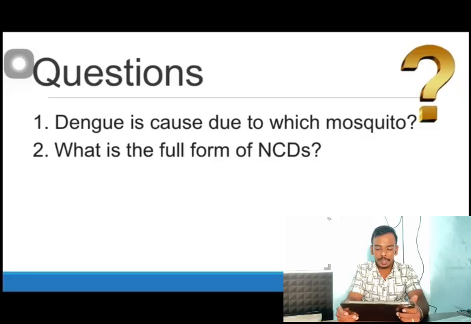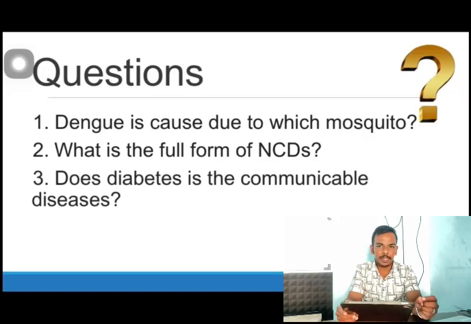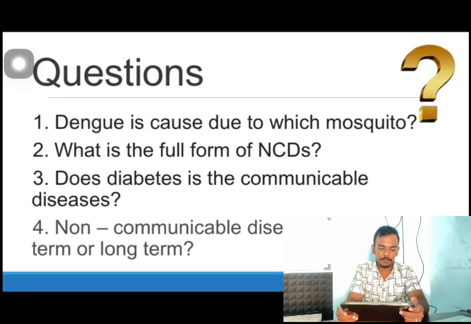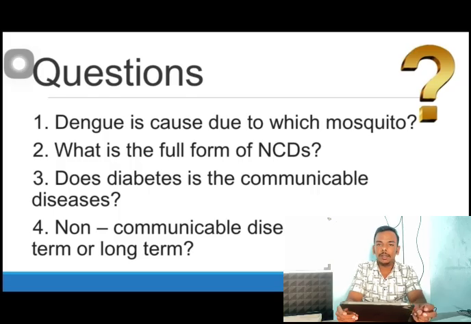Then, is diabetes a communicable disease? Can diabetes spread easily with the help of bacteria, protozoa, or viruses? No, diabetes is not a communicable disease. Are non-communicable diseases short-term or long-term? Are they acute or chronic? Yes, they are long-term diseases and they are chronic diseases. They cannot be cured very easily.